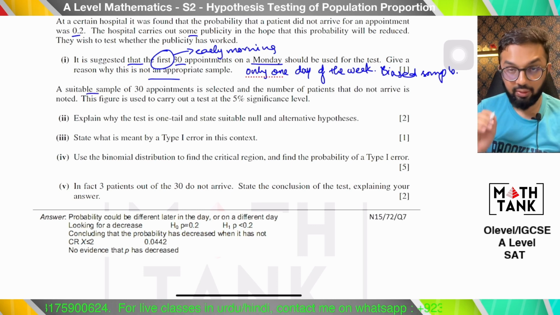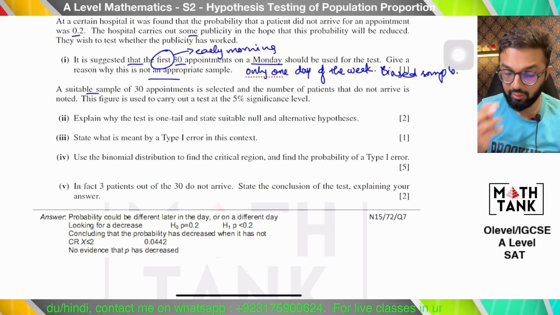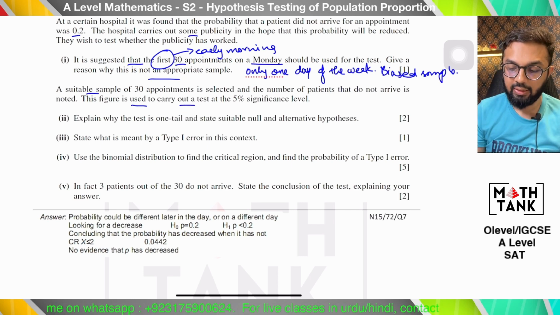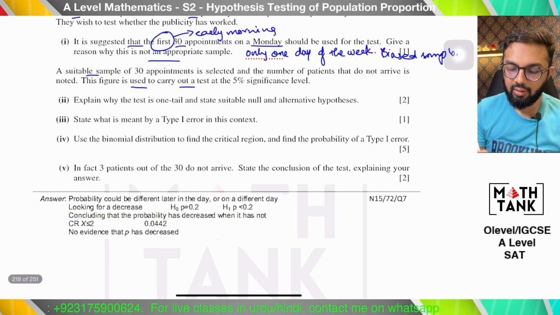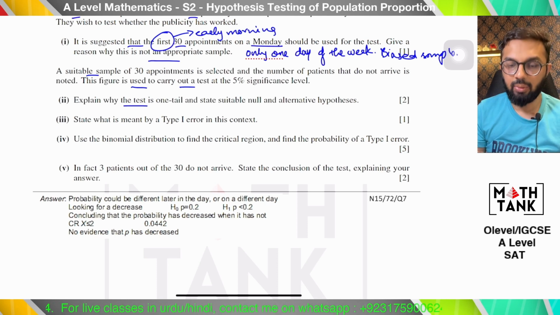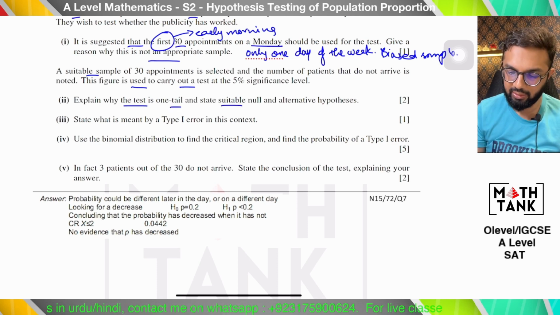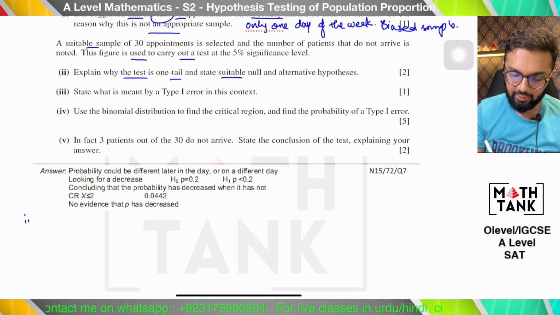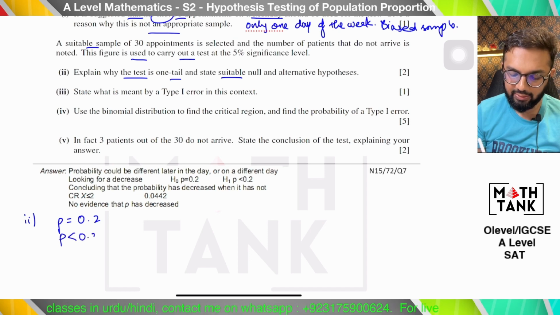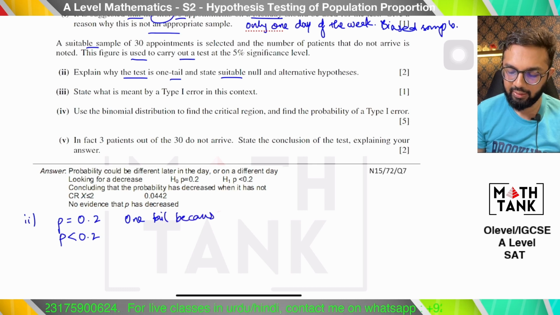A suitable sample of 30 appointments was selected, and the number of patients who do not arrive is noted. This figure is used to carry out a test at the 5% significance level. Explain why the test is one-tailed and state suitable null and alternate hypotheses. Okay, so p was 0.2, and I'm checking if it's less than 0.2. So it's one-tailed because I am testing for a decrease.